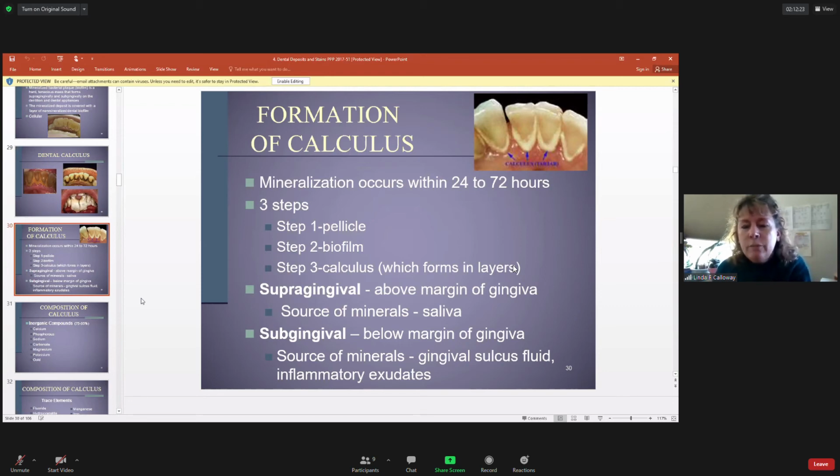Supragingival calculus, of course, is above the gum line. Subgingival, of course, is below the gum line. So what are their sources? Where are the minerals coming from? The saliva minerals are mineralizing or hardening the above the gum line plaque into calculus, and the crevicular fluid, the gingival sulcus fluid, and inflammatory exudates are providing the minerals for the below the gingival margin plaque biofilm to turn to calculus.